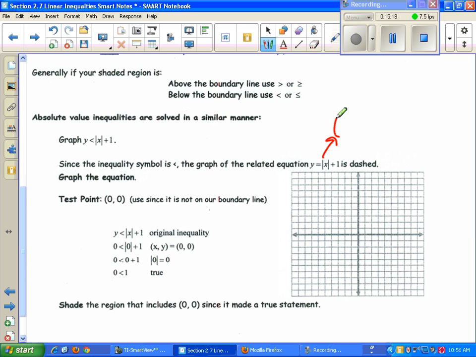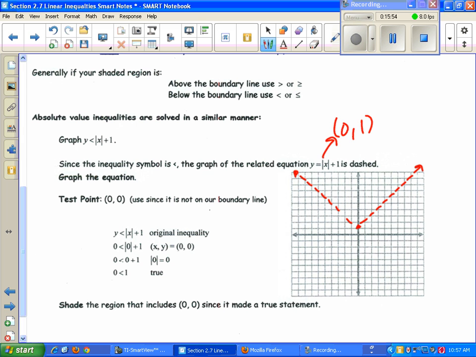And the vertex for this equation is going to be 0, 1. So I'm going to put that in my graph first, which is right here. And then I could make a table or look at my calculator to help me graph the rest. I know that the rest of my graph is just going to be a dotted line going like this. And remember, it's dotted because we are not equal to.